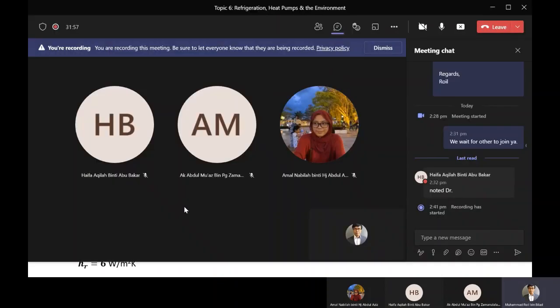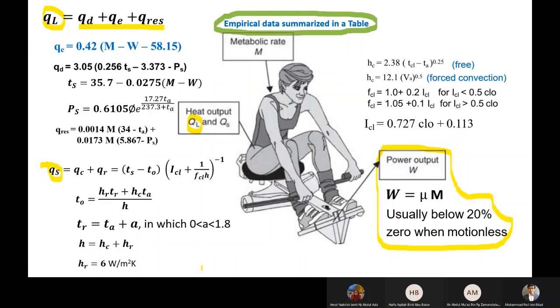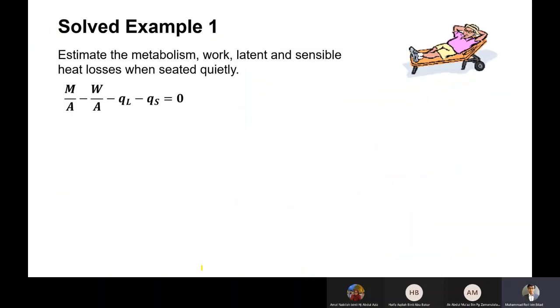Any questions? Okay, so now I will show you some of the tutorial questions. I have only two examples for this chapter.